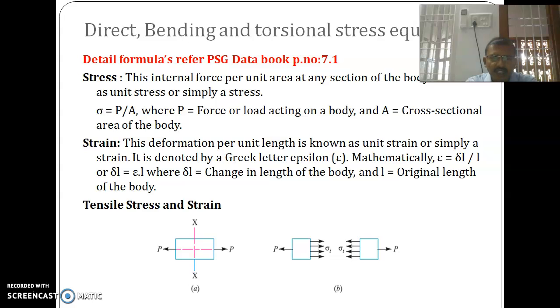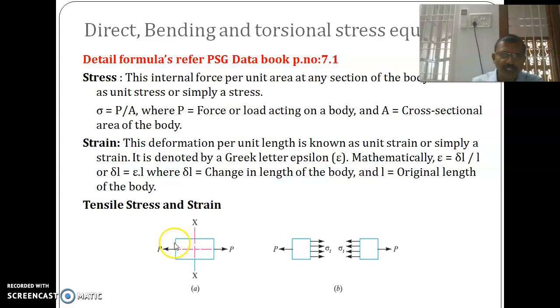Strain is defined by the symbol e or epsilon. Epsilon equal to delta L by L, that is dL by L, where dL is the change in length and L is the original length. That is called strain. So Young's modulus or modulus of elasticity, capital E, is equal to sigma by epsilon, that is stress by strain.